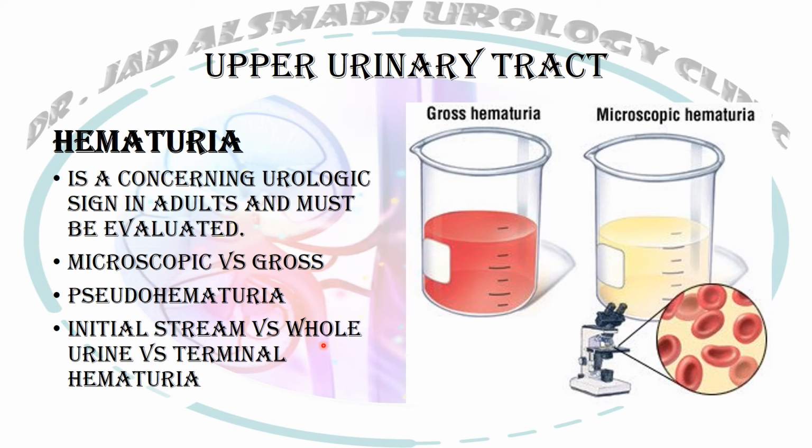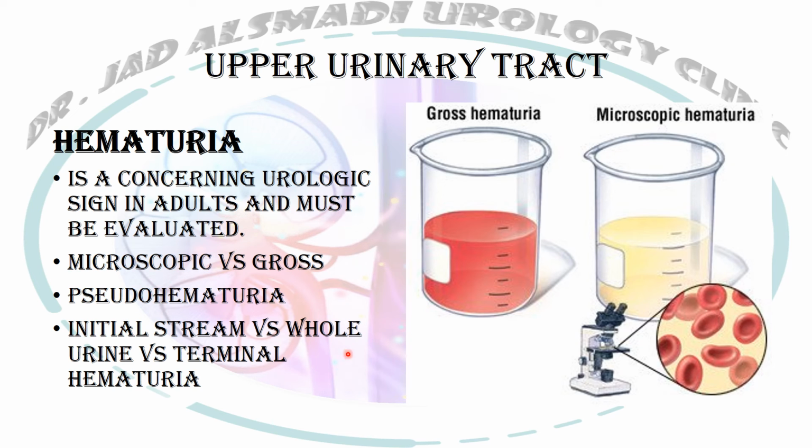Now, we also have to know whether the hematuria is happening at the initial stream, the terminal stream, which is terminal hematuria, or the whole urine voided. Because initial stream hematuria often arises from the urethra, so it can signify mild bleeding from the prostatic urethra or the rest of the urethra, while terminal hematuria can arise from problems affecting the bladder neck, and this happens due to a bladder contraction at the end of the voiding. So the bleeding will happen after the bladder contraction.